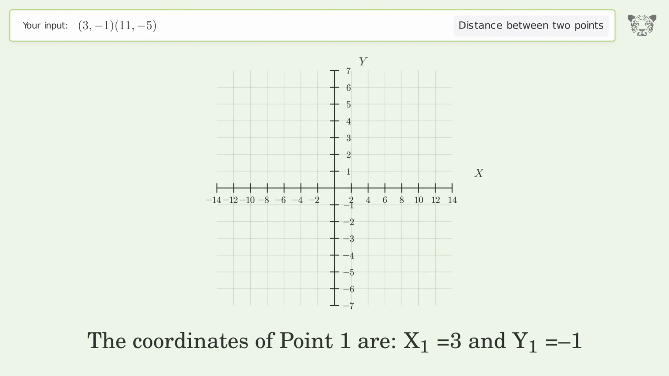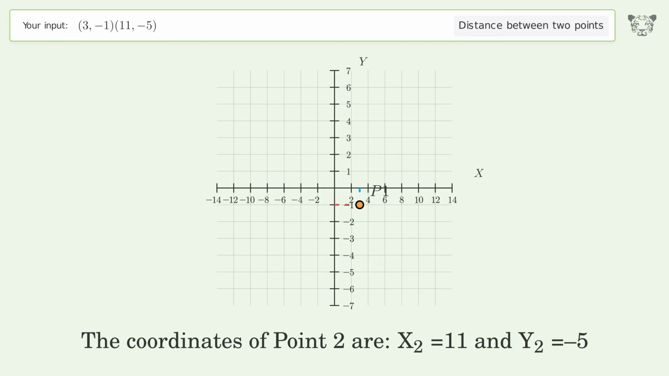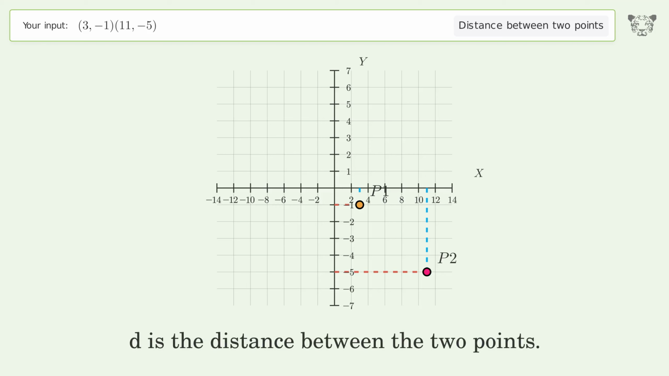The coordinates of point 1 are, x1 equals 3 and y1 equals -1. The coordinates of point 2 are, x2 equals 11 and y2 equals -5. D is the distance between the 2 points.